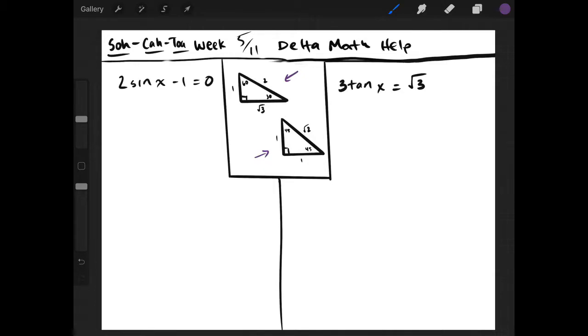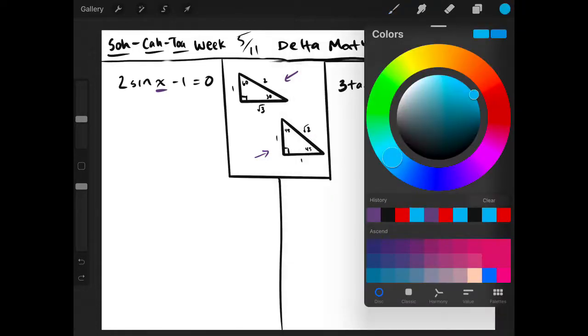For these problems, we're going to do two of them. We really are just trying to solve for x, which in our class we wrote as theta. But in this case, they have x. It's okay. It's just a variable. We're going to try to find that.